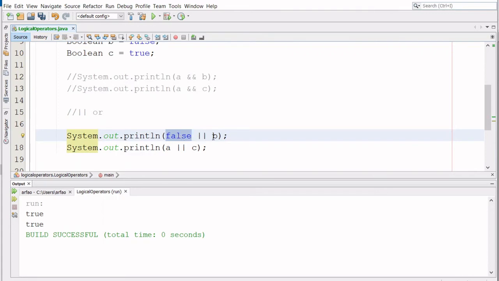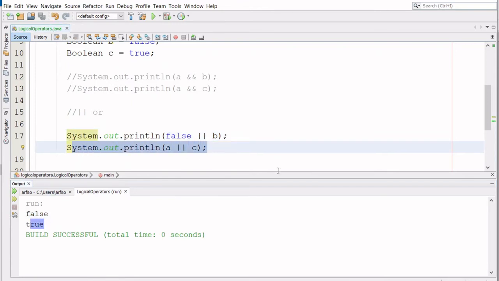So false or B, and B is also false. So that should give me a false. And that is the outcome of this one. True is the outcome of the second one.